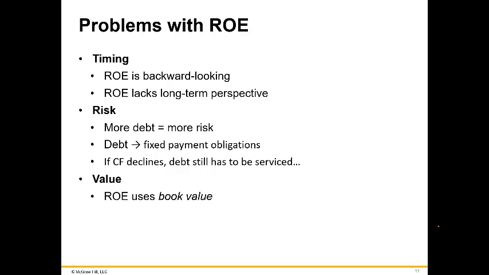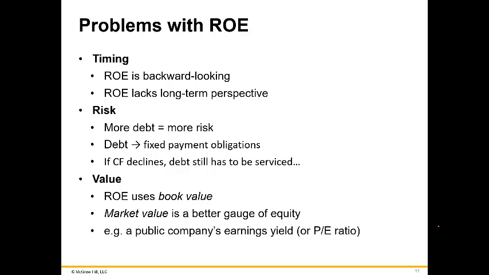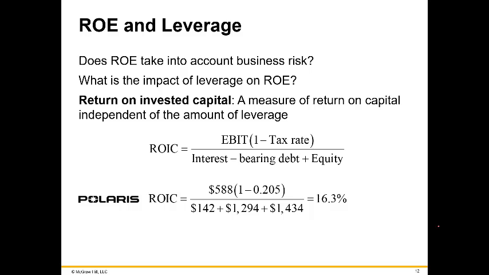And then finally, there's this value issue. ROE uses book value, and we want to look at market value. We've already taken a look at that, and we'll take another look here in a minute. Market value is the current value of the company's equity, rather than what was initially contributed. For public companies, earnings yield, or the flip of that, the PE ratio, is probably a better performance metric because it's based on the current market valuation of the firm's equity base.